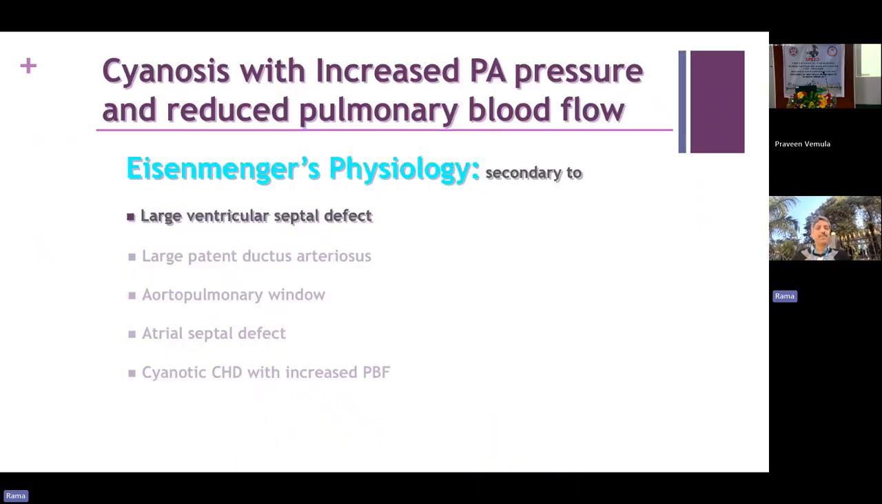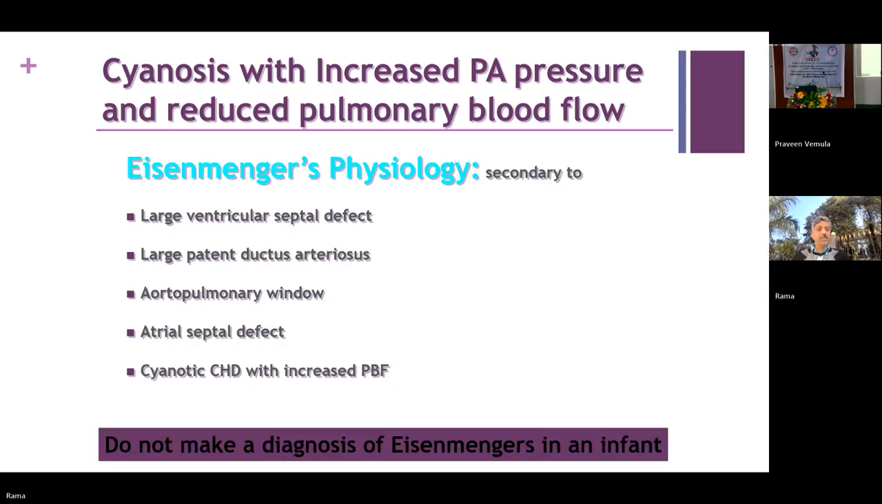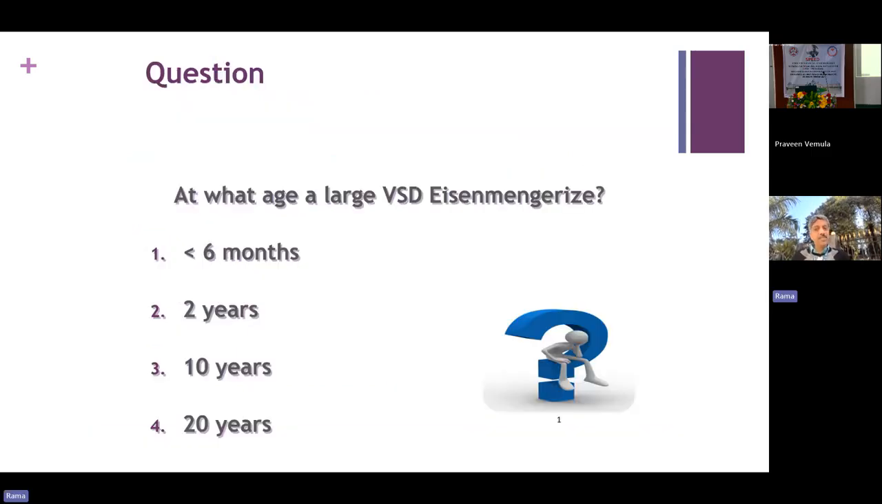Eisenmenger syndrome is generally secondary to large VSD, PDA, and later on ASD. Rarely it can be because of AP window and cyanotic congenital heart disease with increased pulmonary blood flow. So at what age does a typical VSD Eisenmengerize? This is a common question that I often ask. Generally, the answer is 2 years. Most VSDs become inoperable by around 2 years of age.